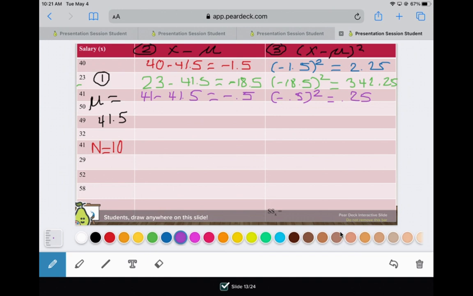Okay, so basically that's what I would do for all of the values. I'm taking the number minus the mean and then square it. So we okay? We good with that?